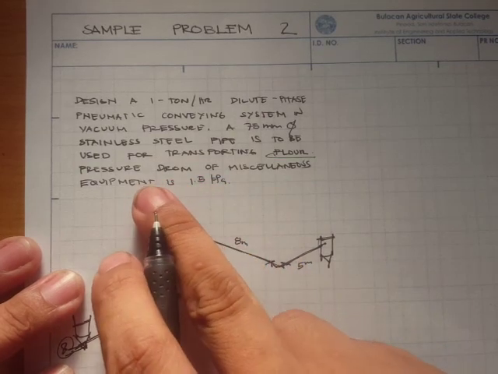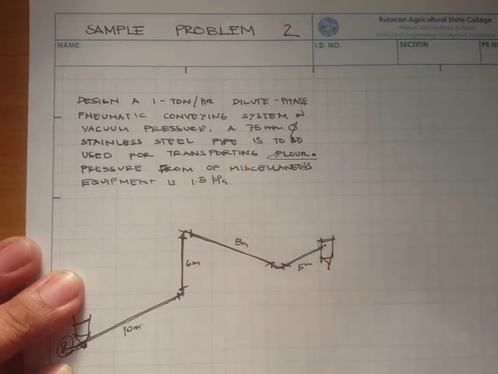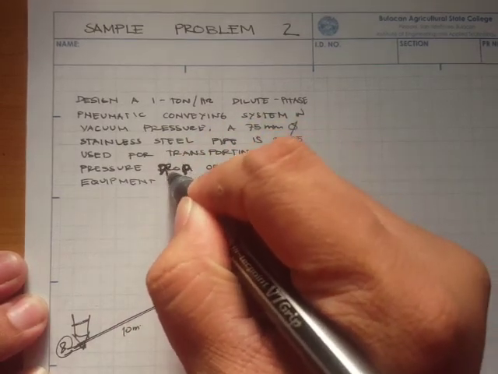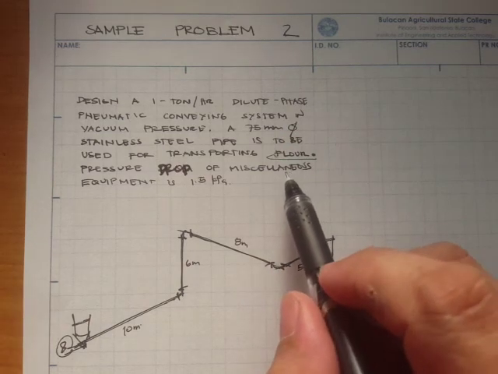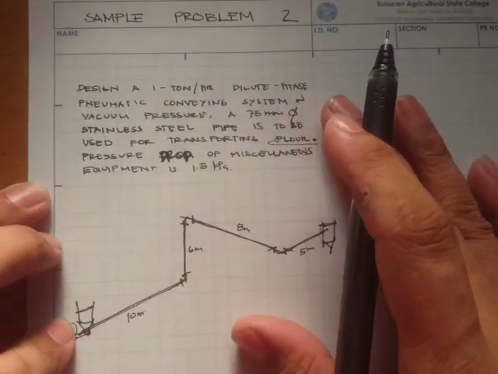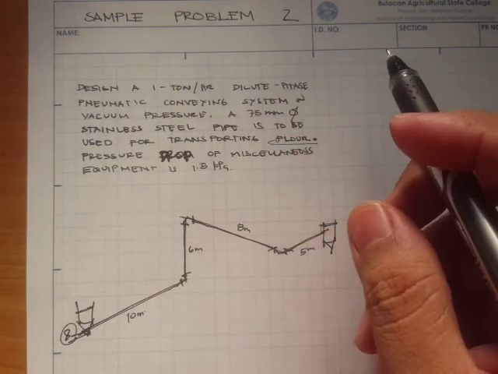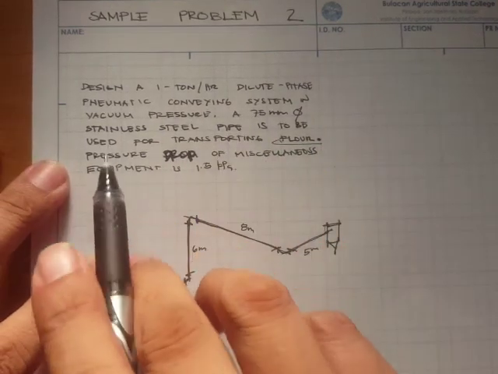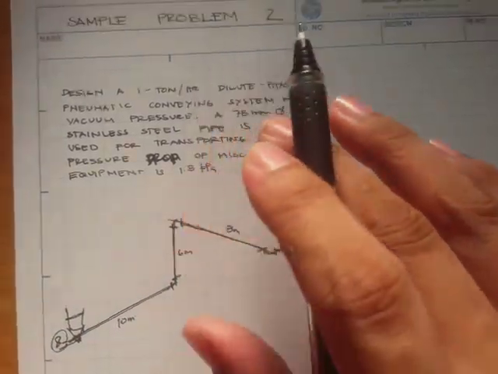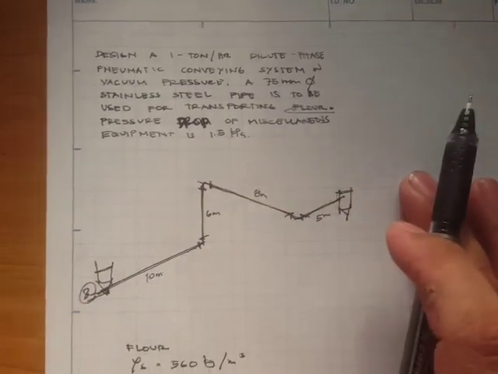Okay, so that's period, and then the pressure drop of the miscellaneous equipment is 1.5 kPa, so it's just an assumption. Recall that vacuum pressure systems have larger pipe sizes as well as additional equipment, right? So that's why I included this value, just to take into account the pressure drops in case there are other equipment attached to these systems.